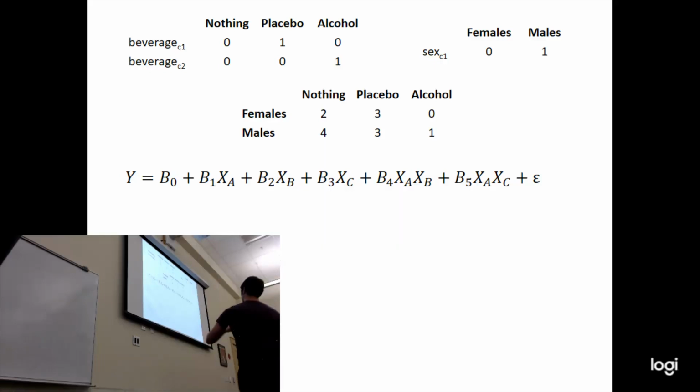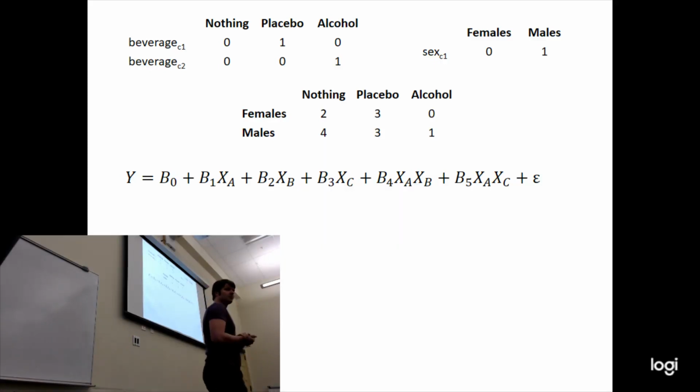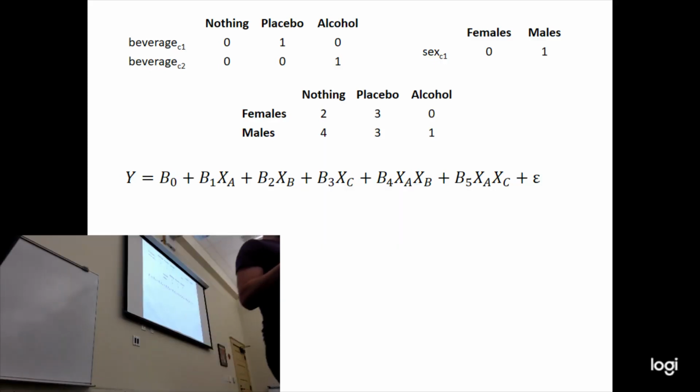Perfect. The nothing females mean is 2. Everybody see why that is? So the intercept is always the predicted value at 0 on all the predictors. 0 on all of our predictors is the mean of the nothing female group. Everybody follow? Okay.